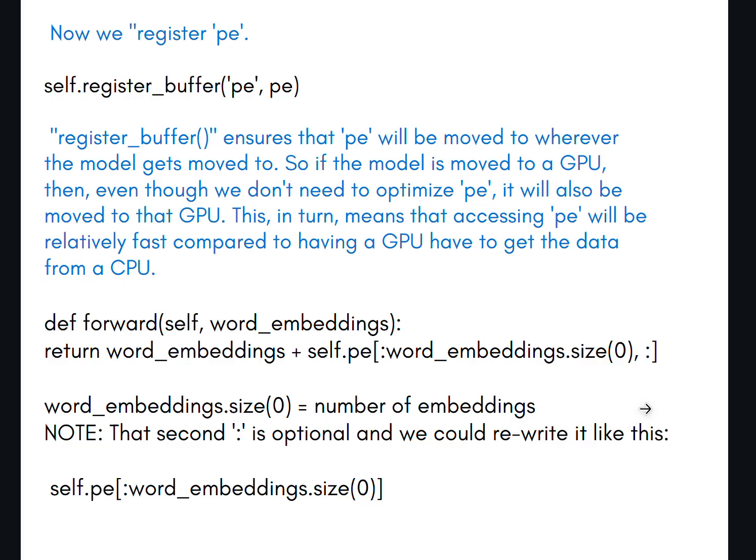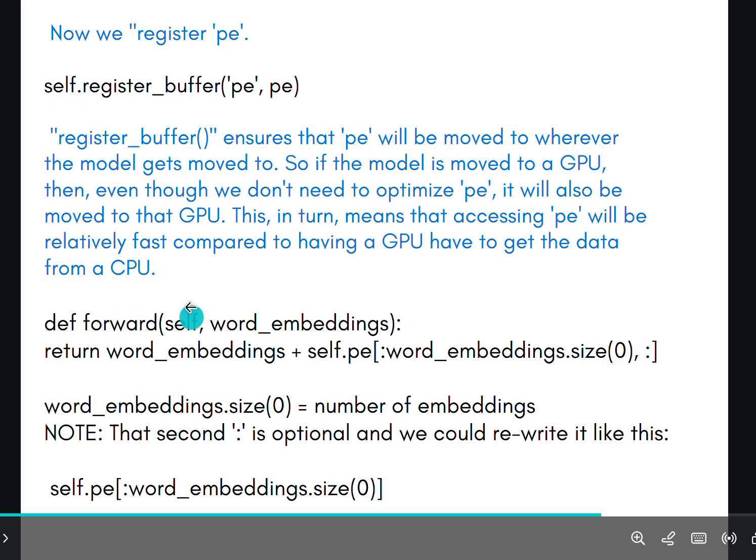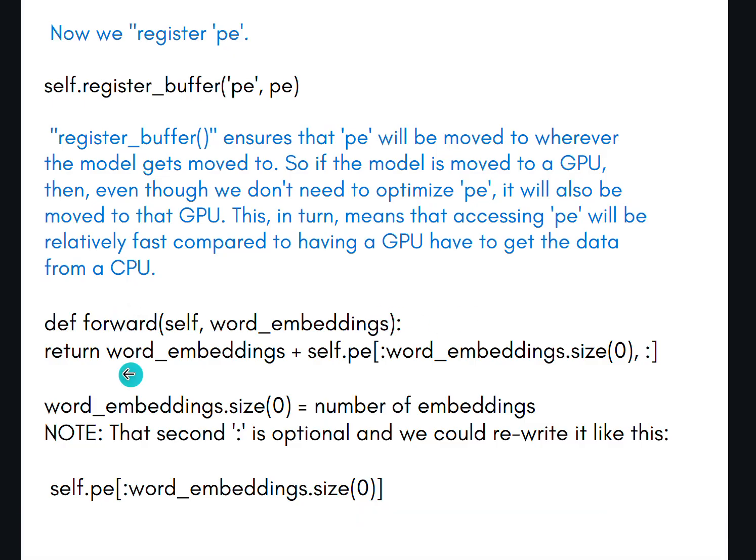As I showed you, sine, cosine, sine, cosine, and so on. Now we register PE, so self.register_buffer. register_buffer ensures that PE will be moved to wherever the model gets moved to. So if the model is moved to a GPU, then even though we do not need to optimize PE, it will also be moved to GPU. And similarly, it can remain in the CPU. Finally, you have a def forward and it returns word embedding plus self.positional encoding. Word embedding size is optional, you don't need it.